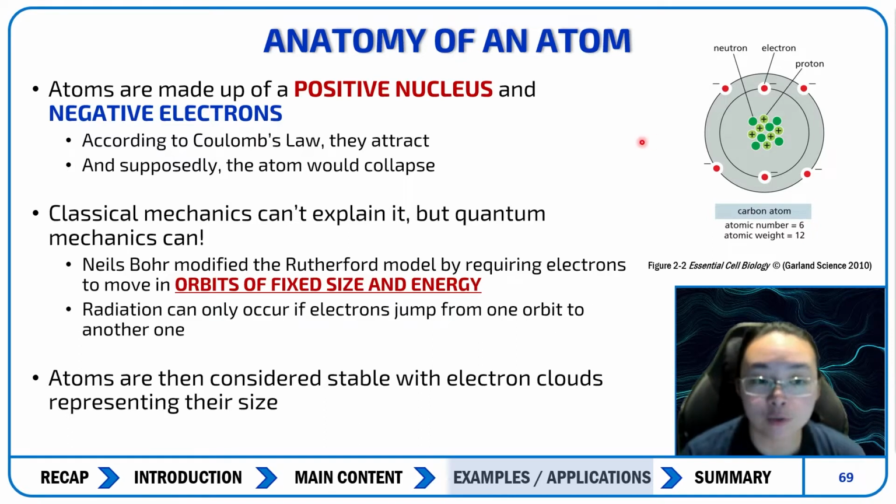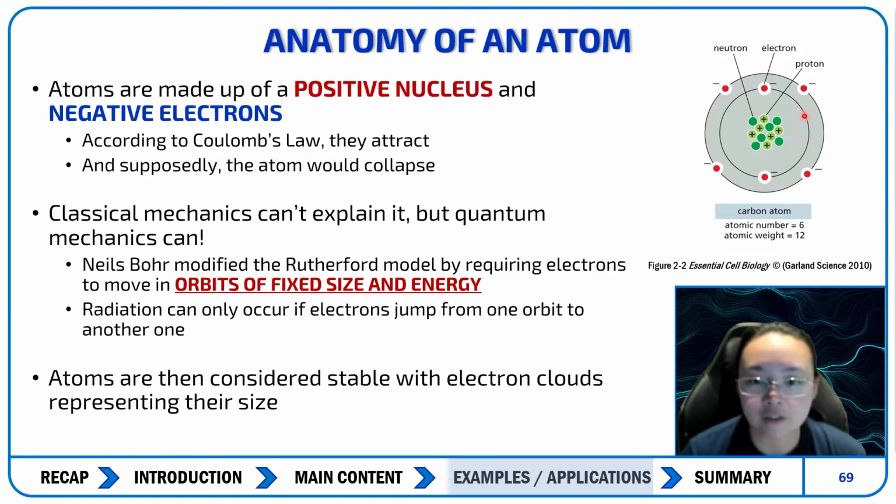So according to Coulomb's law, though, these two should attract, right? So you have the positively charged nucleus and you have your negative electrons. Based on Coulomb's law, you have a force that's going to want them to attract to each other. And even though the electrostatic attraction is what keeps them together, if you actually do the calculations, it would seemingly collapse because it would just be crushed within each other. So classical mechanics cannot explain this phenomenon, but quantum mechanics can.